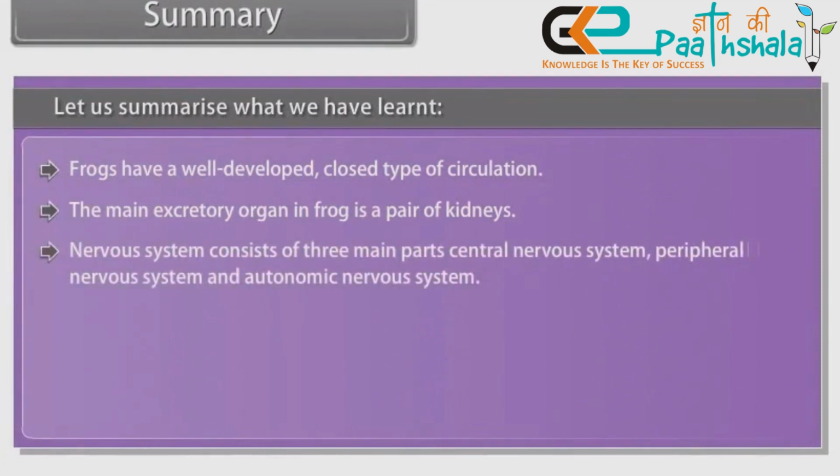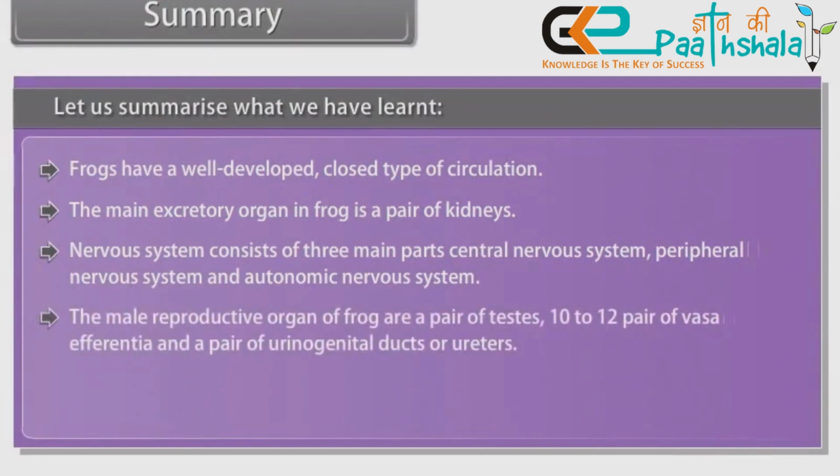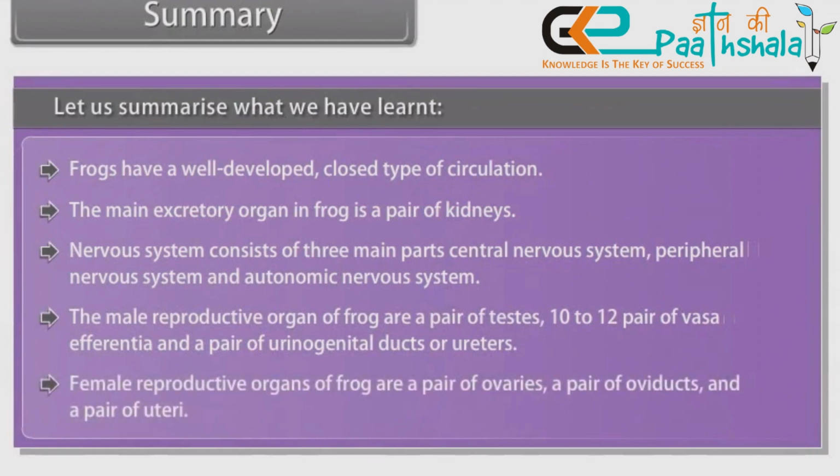The nervous system consists of three main parts: central nervous system, peripheral nervous system and autonomic nervous system. The male reproductive organs of the frog are a pair of testes, 10 to 12 pairs of vasa efferentia and a pair of urinogenital ducts or ureters. The female reproductive organs of the frog are a pair of ovaries, a pair of oviducts and a pair of uteri.